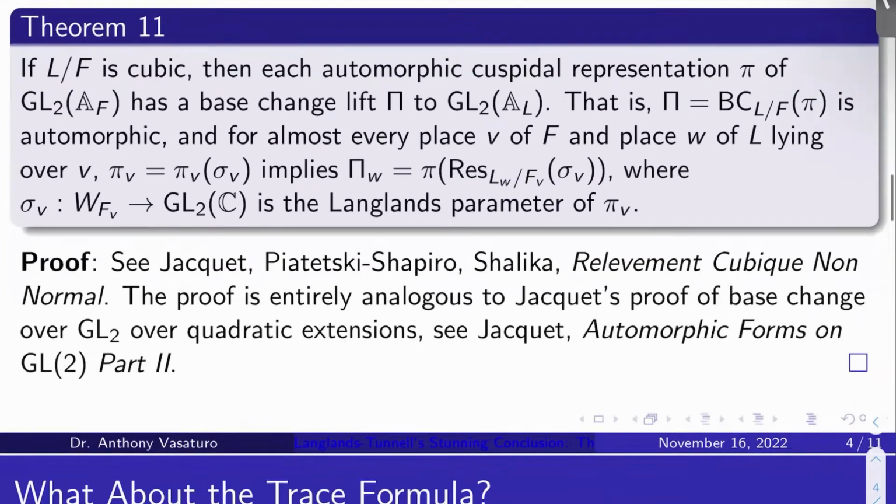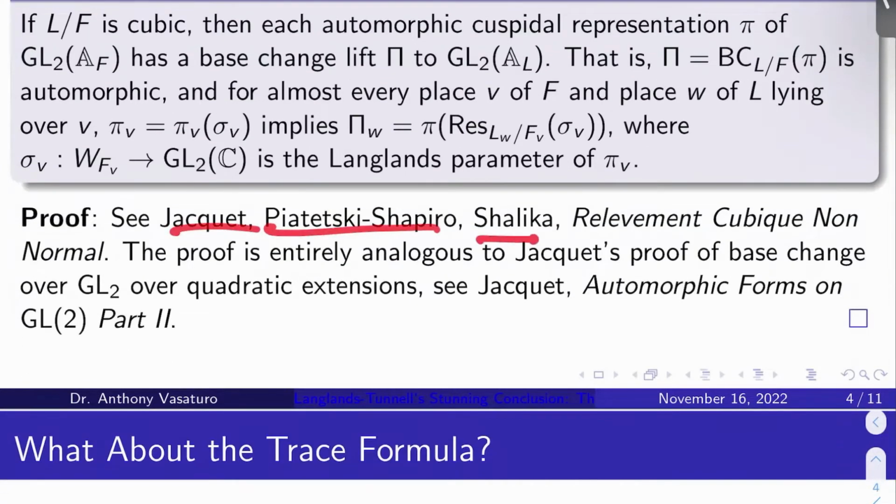All right, so for a proof, you can see Jacquet, Piatetski-Shapiro, Shalika. But the proof is really analogous to Jacquet's proof of base change over GL2 for arbitrary quadratic extensions. So you can see Jacquet, Automorphic Forms on GL2 Part 2, for that.